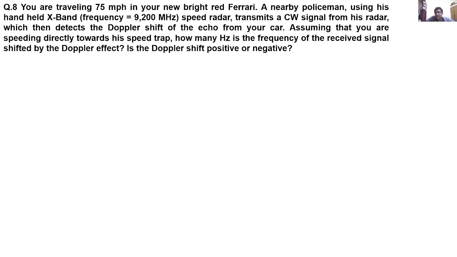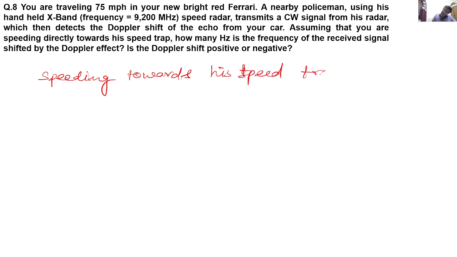But what is this Doppler shift being positive or negative? This I didn't discuss in the previous part. Let me just explain what it actually means. We are basically in this question speeding towards his speed trap. That is a sentence given here. Yeah, you are speeding directly towards his speed trap. This is what is given. So we are moving towards it. If we are moving towards that observer, okay.